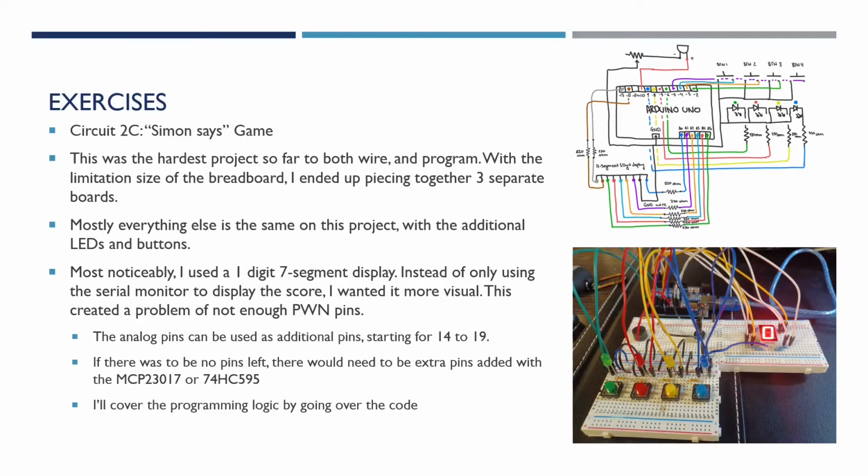Obviously the noticeable difference is the 7-segment display. I could have just used a serial monitor to display the score, however I wanted to be more visual. This created a problem of not having enough digital pins. I found out that the analog pins can be used as additional pins, but you'd have to start from 14 to 19. So if there were no pins left, I would need to get these 2 components to increase the pins.